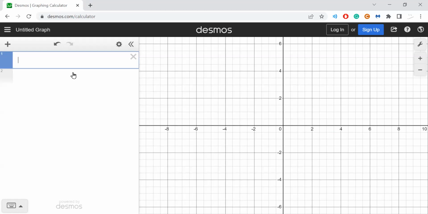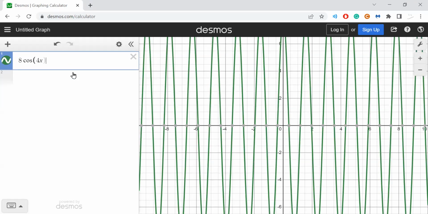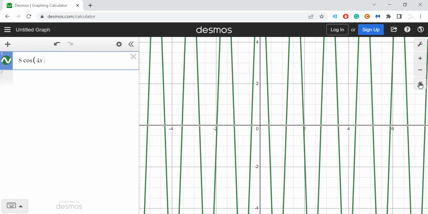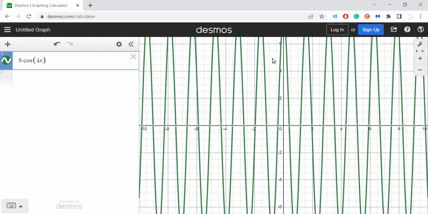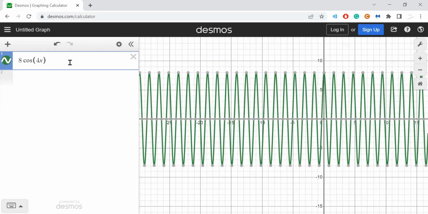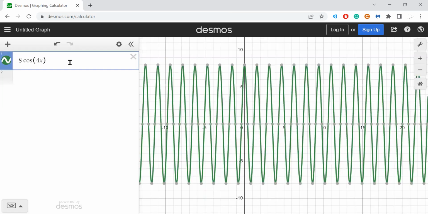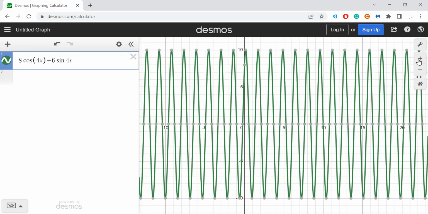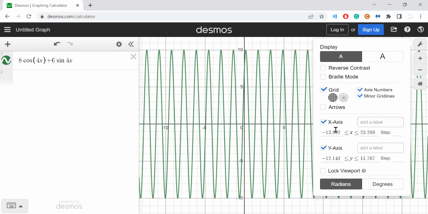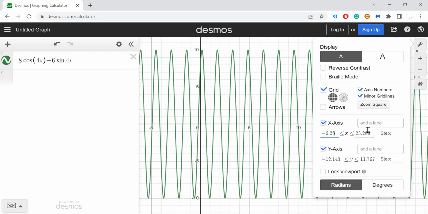Just to further convince you that my numerical working is correct, you can always use a graph. Use more powerful technology. So instead of 4t, it's 4x. So 8 cos 4x. Oh my goodness. Let me just zoom out first. That's not very good. Yeah, 4t, that's why it looks so intense. But we still got a plus 6 sine 4x. Looks even worse. Let me just change the scale first. Negative maybe 6.28 and this one positive 6.28.